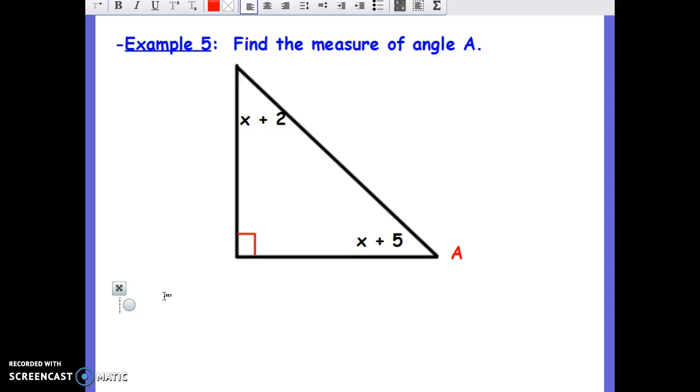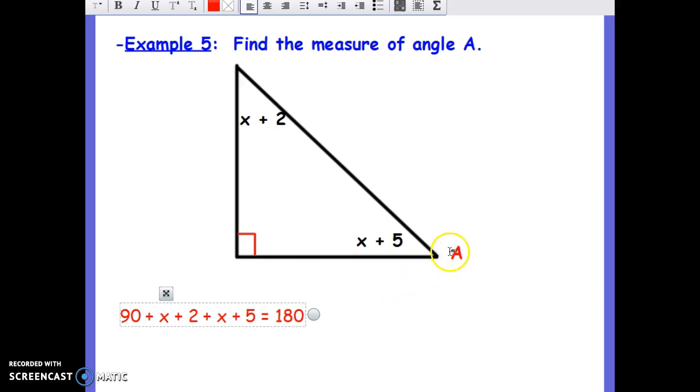Here again, we're going to find the measure of angle A. We have a few things to look at here. We don't have a number in this angle, but we have this little box which tells us that's 90 degrees. So again, we combine our like terms. We just set all this equal to 180. So 90 degrees plus x plus 2 plus x plus 5 has to equal 180 degrees.